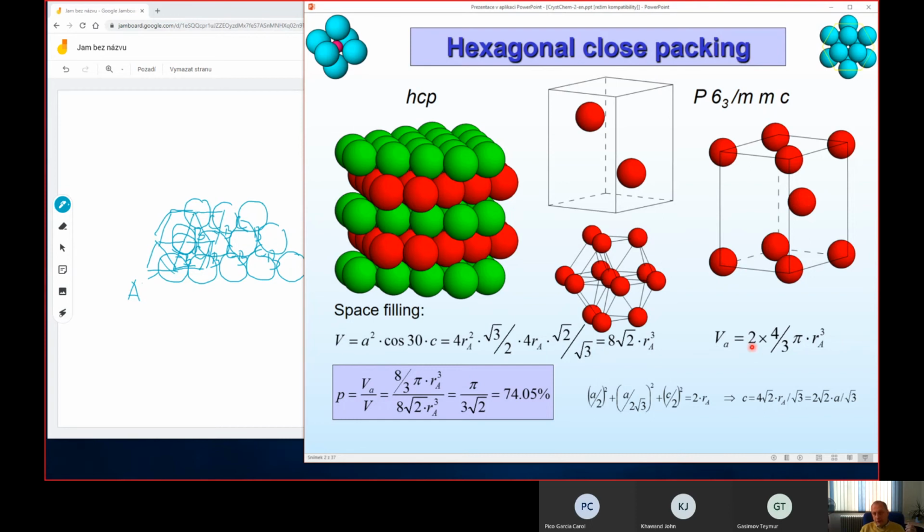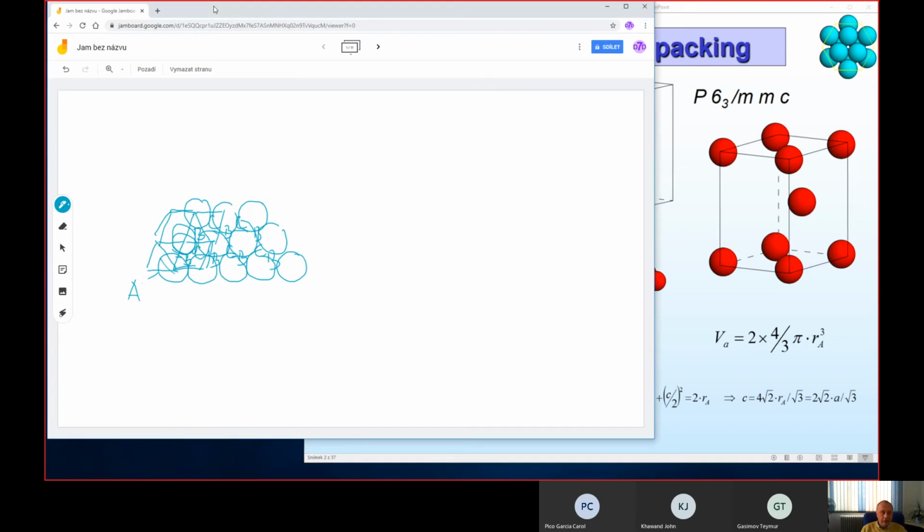So there are 2 atoms, and each atom has the volume 4/3 pi times the cube of the atomic radius. And now we have to express the volume of the unit cell, which for the hexagonal unit cell is a square, but the shape of the unit cell imposes that we must multiply one lattice parameter by cosine of 30 degrees or by sine of 120 degrees, which can be drawn here.